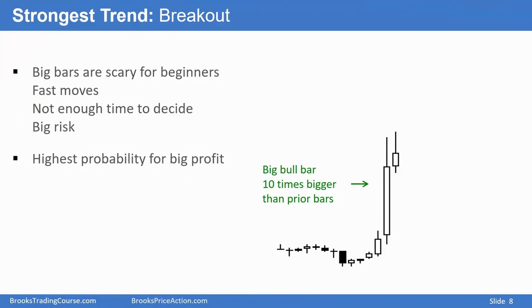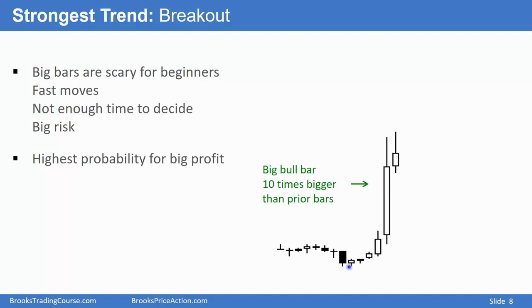The bars are really scary for beginners. They look at this and the market's not doing much of anything at all, so it's pretty peaceful watching it. And then you suddenly have to change your way of thinking when you see a big bar like this. Far bigger than all the prior bars, 10 times bigger, closing far above the high of all the other bars.